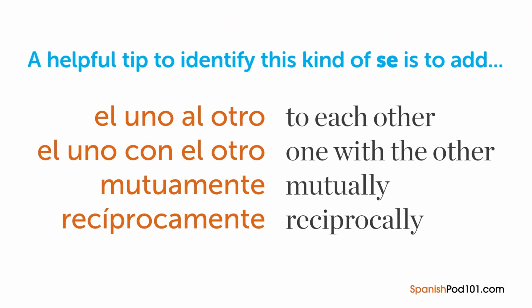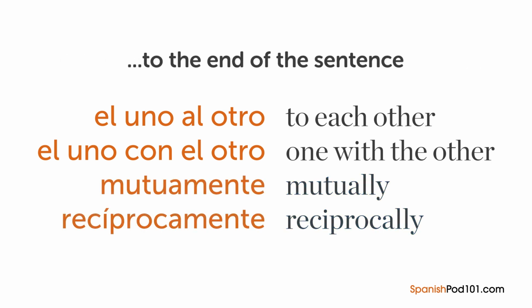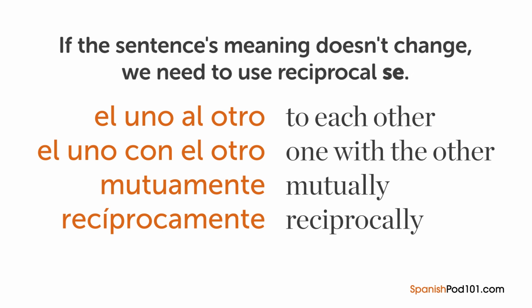A helpful tip to identify this kind of se is to add "el uno al otro," meaning to each other, "el uno con el otro," literally meaning one with the other, "mutuamente," meaning mutually, or "recíprocamente," meaning reciprocally, to the end of the sentence. If the sentence's meaning doesn't change, we need to use reciprocal se.